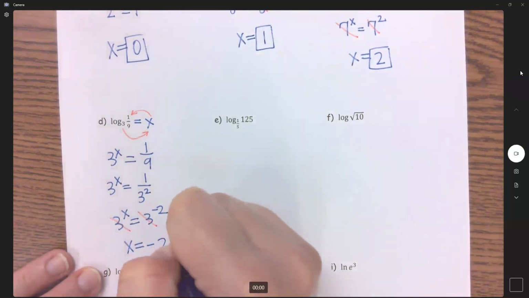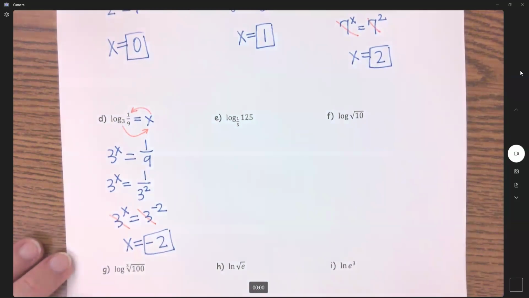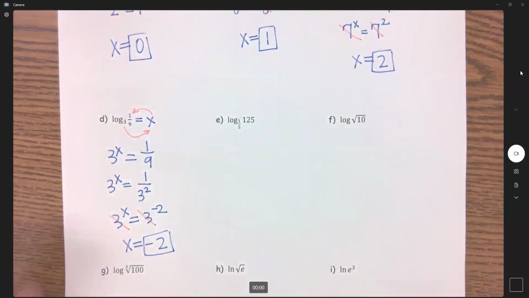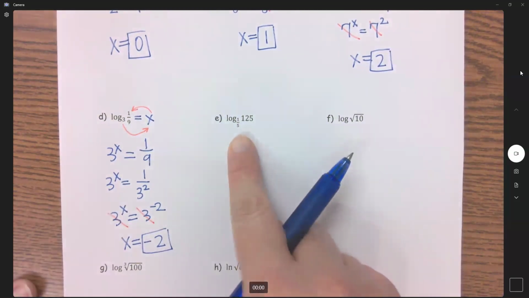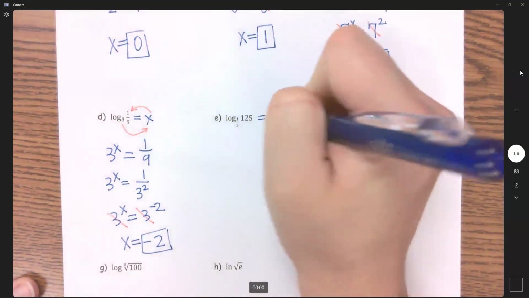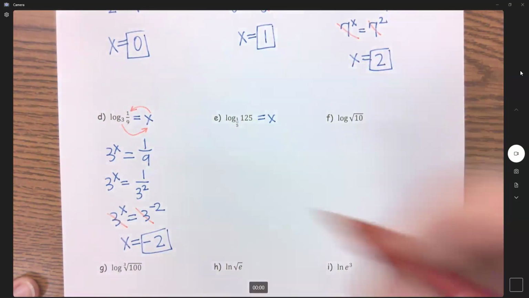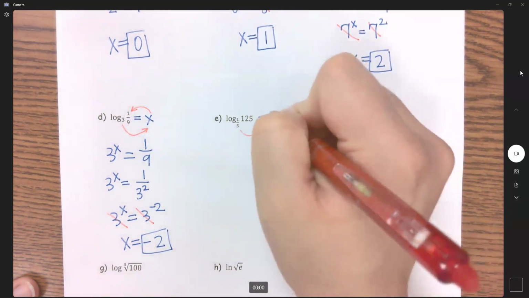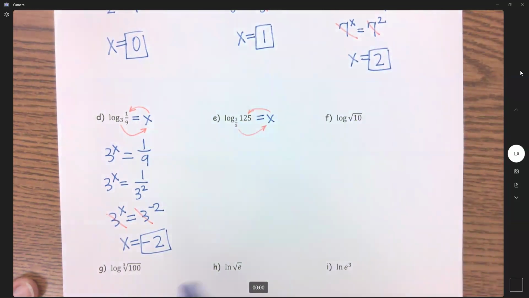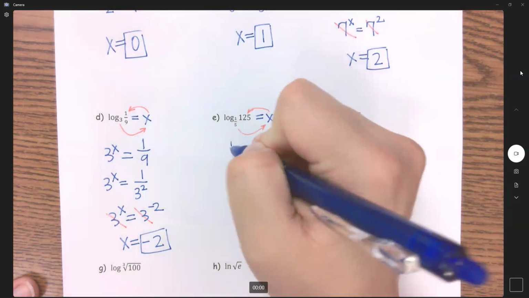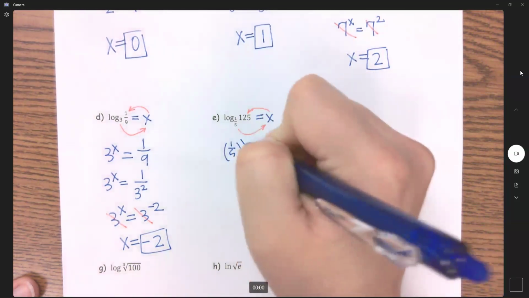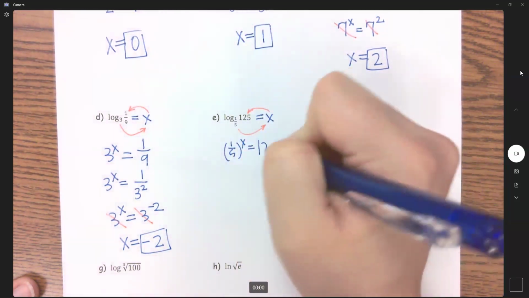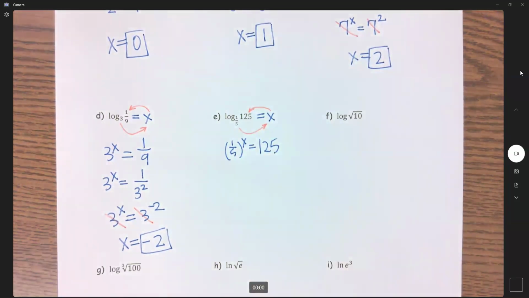And we get x equals negative 2. Very similar on this one. So this equal x. And we are going base to the other side of the equals what's left over. So 1/5 to the x power equals 1/25.